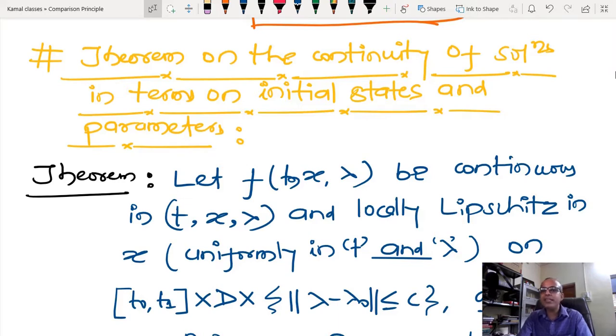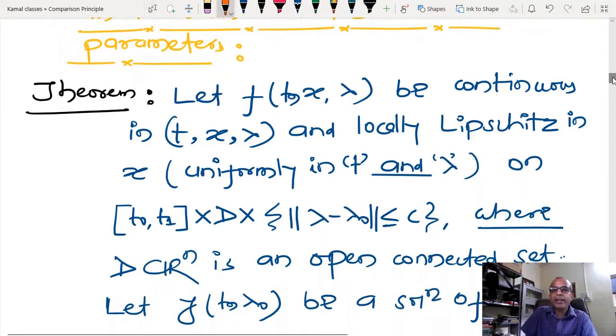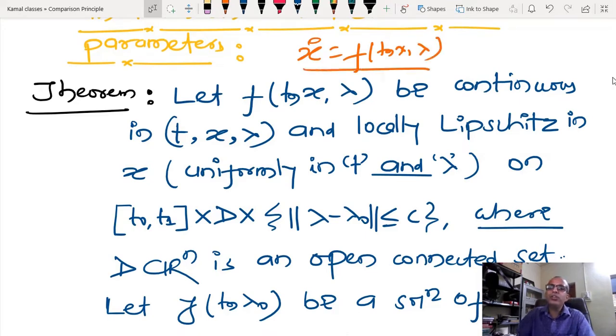During sensitivity analysis we have already seen that if the parameter varies by a small amount, then the solution also does not vary much. So this theorem is going to quantify that. Suppose I have again some kind of nonlinear differential equation, f(t, x, lambda). This is my nonlinear state equation, and suppose the vector field is continuous in t, x and lambda.